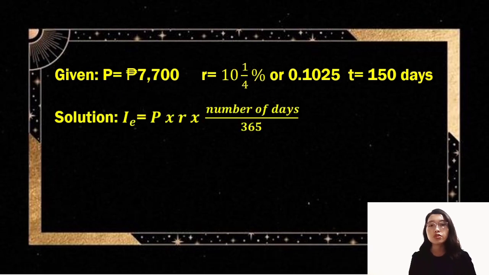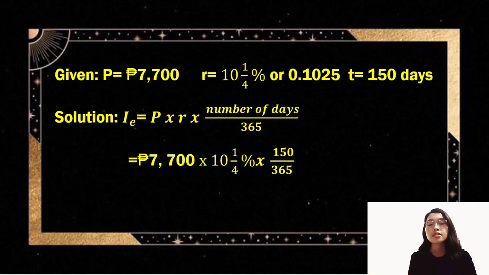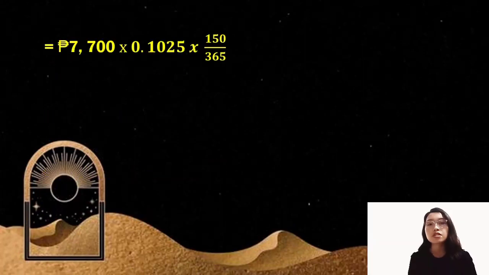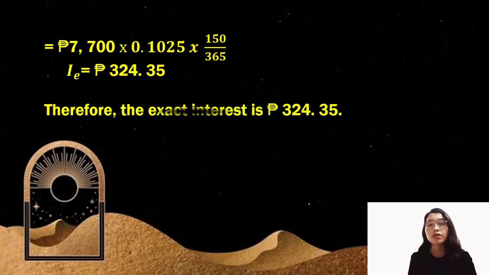So here is the solution to this problem. Exact interest is equal to the principal times rate times time, which is the number of days over 365 days. Substitute with the given values: 7,700 pesos times 10 and 1/4% times 150 over 365, which is equal to 7,700 pesos times 0.1025 times 150 over 365. So our exact interest is equal to 324 pesos and 35 centavos. Therefore, the exact interest is 324 pesos and 35 centavos.